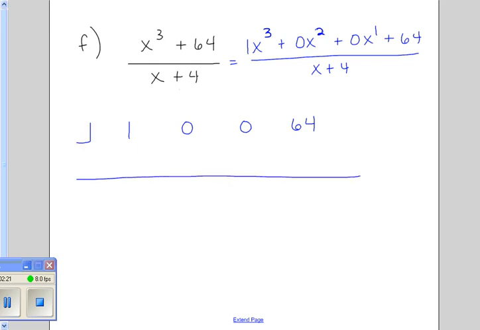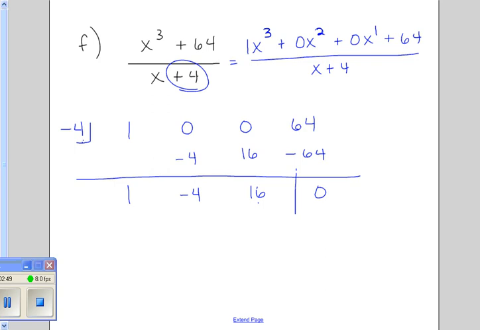And then we're dividing by x plus 4, so I change the sign to make it a negative 4. The first number is brought down. 1 times negative 4 is negative 4. So 0 and negative 4 is still negative 4. Times negative 4 is 16. 16 times negative 4 is negative 64. And again, we get 0 for the remainder.